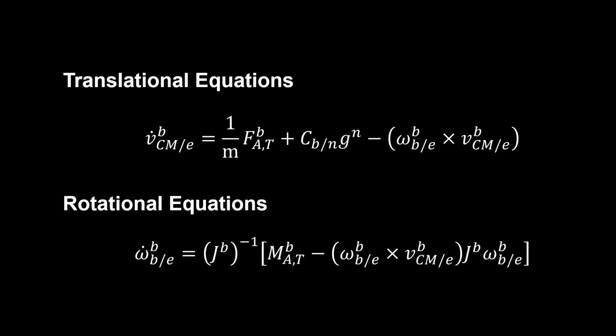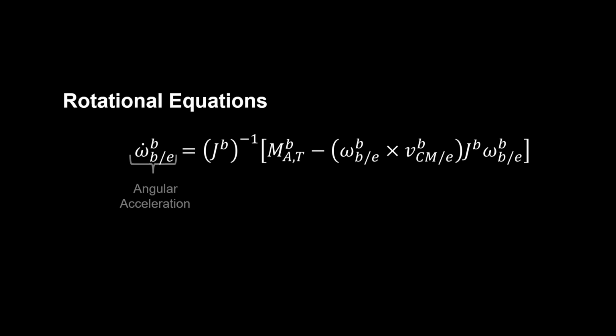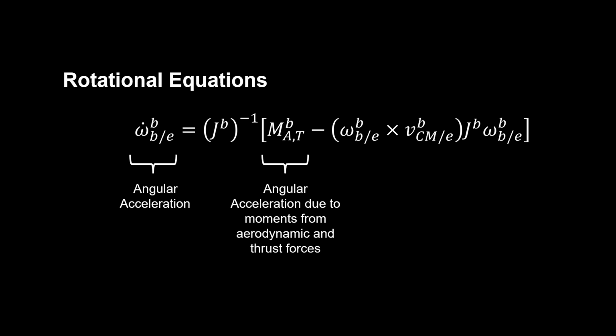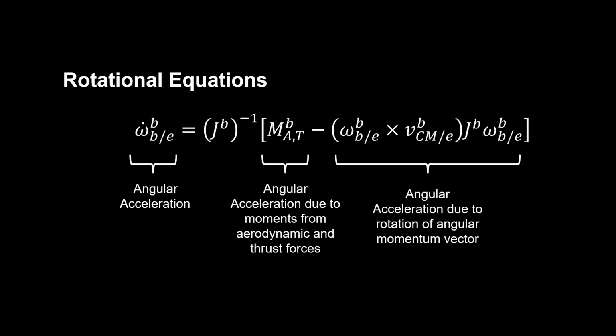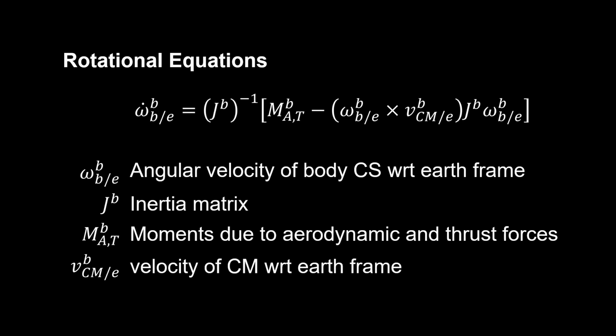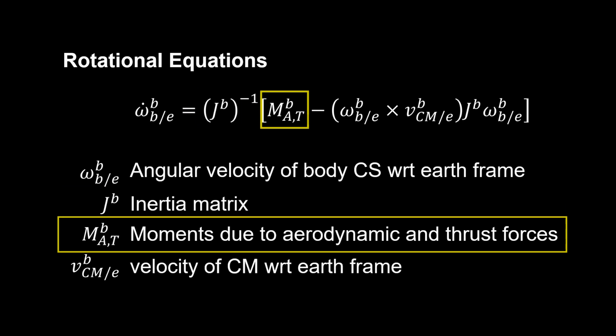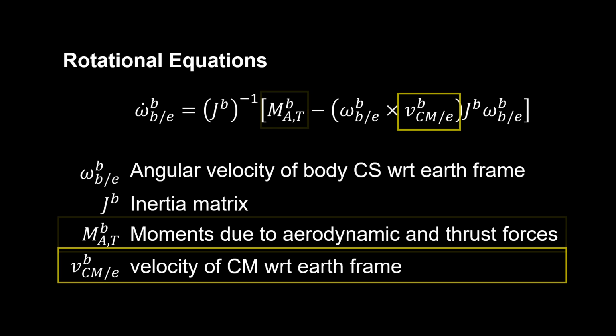The rotational equations are derived from conservation of angular momentum. The resulting vector equation has the angular acceleration on the left-hand side. The first term on the right-hand side is angular acceleration due to external moments. The second term is angular acceleration due to rotation of the angular momentum vector. We'll already recognize some of the variables in the rotational equations. Angular velocity is the state, J is the inertia matrix, M is the moment vector, subscripts A and T denoting aerodynamic and thrust sources, V is the velocity of the aircraft.